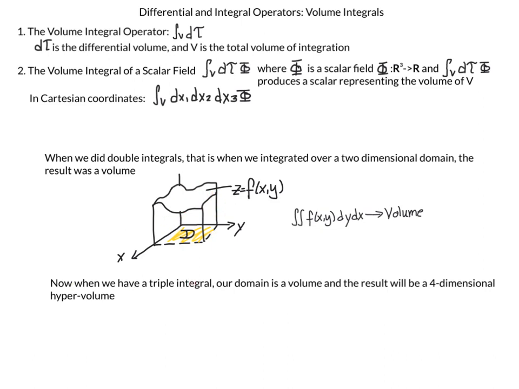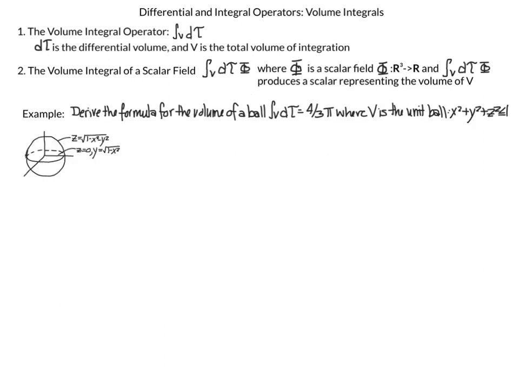So now when we have a triple integral for our volume integral, we're integrating with respect to dx1, dx2, and dx3. Our domain is a volume, and the result will be a four-dimensional hypervolume. So unlike double integrals, we can draw this volume. When we do triple integrals, we often draw the domain, and we neglect to draw the four-dimensional hypervolume for hopefully obvious reasons. Our first example is to derive the formula for the volume of a ball.